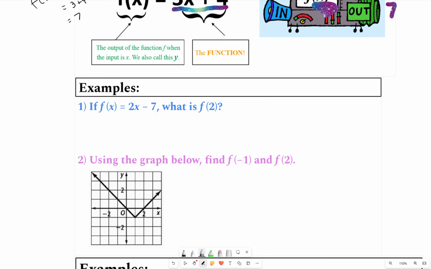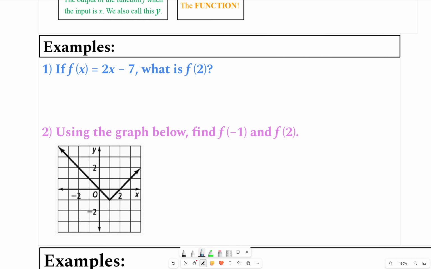All right, let's do these examples together. You might wish to pause the video and try them on your own. But what number 1 is it telling us? Here we go. It says, if f of x equals 2x minus 7, what is f of 2? So it wants to know the function value at 2. Well, the 2 is replacing where we normally see the x. So that means we are inputting 2. We're inputting a specific number 2 into our function.